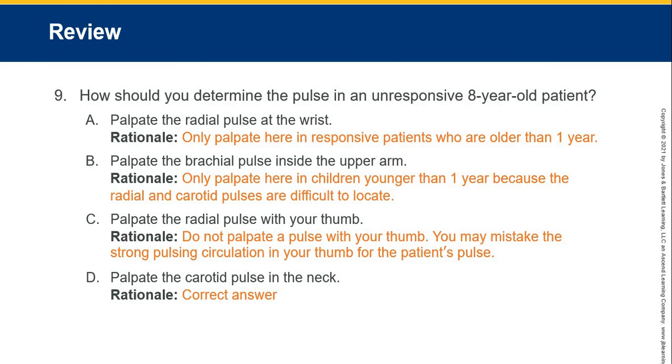So the brachial pulse is for kids younger than 1. All right. So it wouldn't be the radial pulse because that's for kids that are older than 1 and who are actually conscious. They're responsive, right? And you never palpate a pulse with your thumb. Your thumb has its own pulse, so you're going to get confused between the patient's pulse and your own pulse rates. So if they're unresponsive, it doesn't matter if they're pediatric or not. You're going to actually just palpate the carotid.